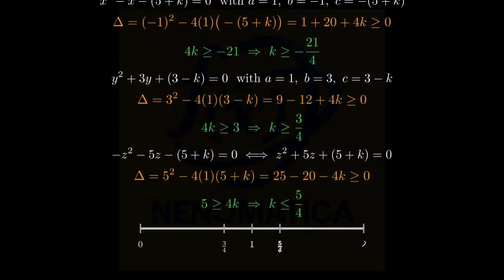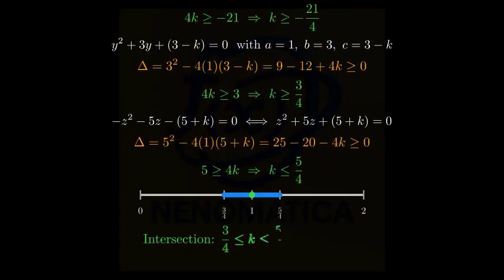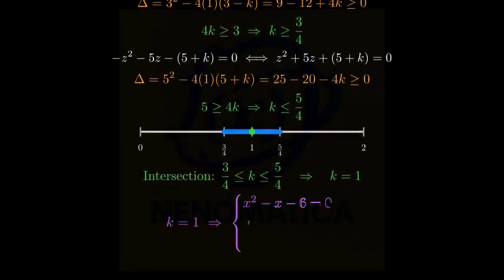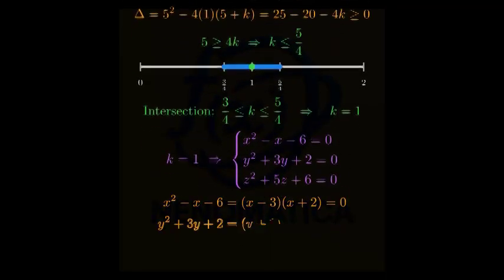Combine all three conditions. We need k at least 3/4 and at most 5/4. The intersection interval is from 0.75 to 1.25. Since x, y, and z are integers, each expression evaluates to an integer, so the common value k must also be an integer. The only integer in this interval is 1. Now set k equal to 1 and solve each quadratic.